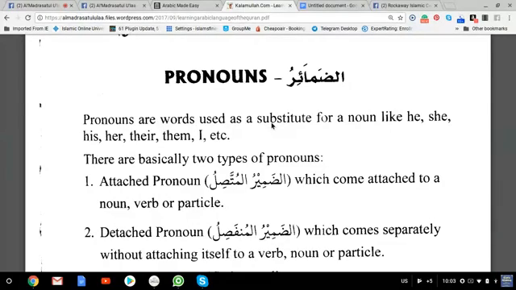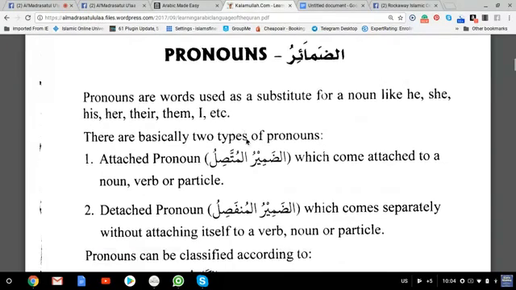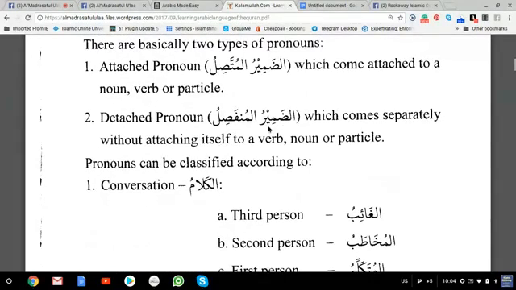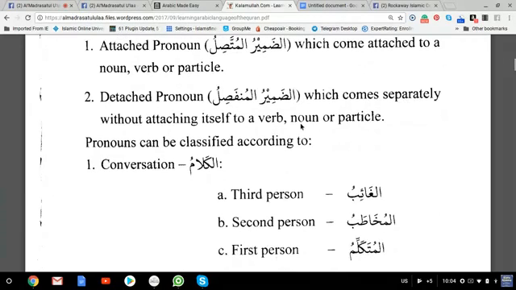We have two types of pronouns. The attached pronoun, which is attached to a noun, verb, or participle, and the detached pronoun, meaning by itself, which comes separately without attaching to a verb, noun, or participle.